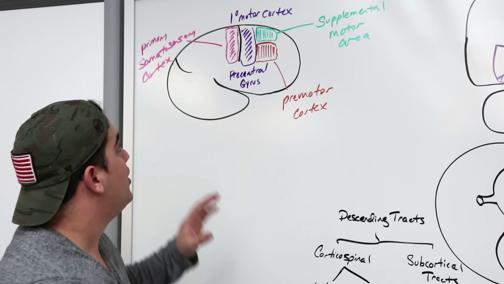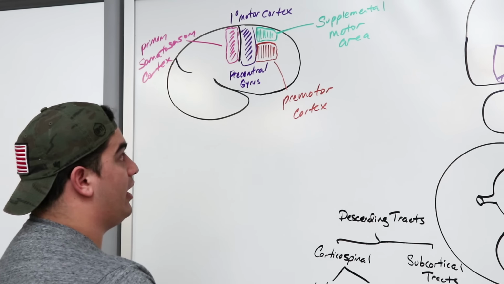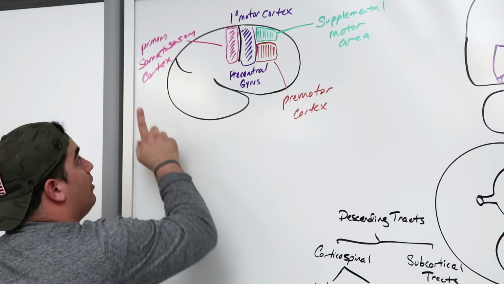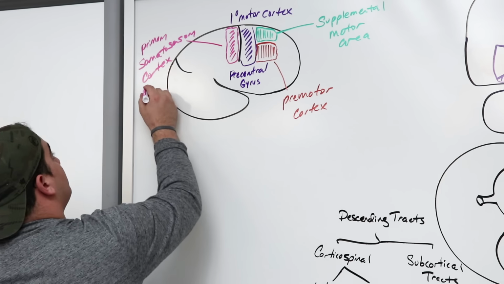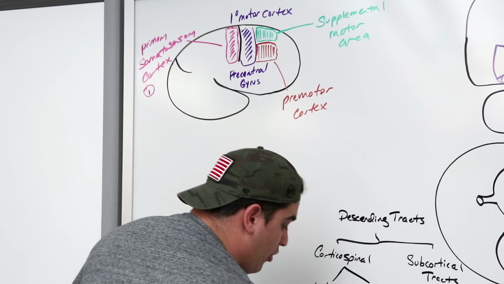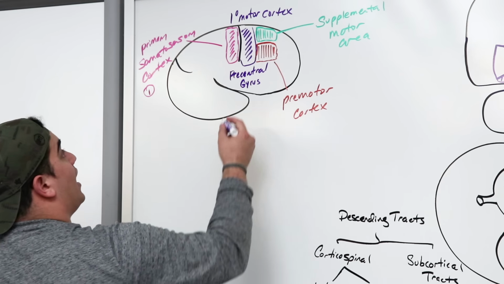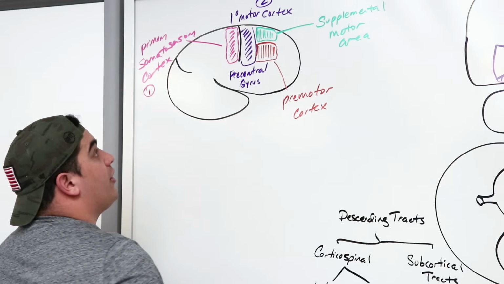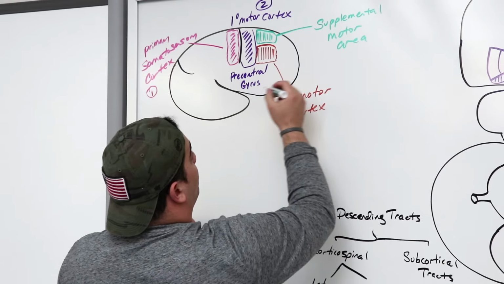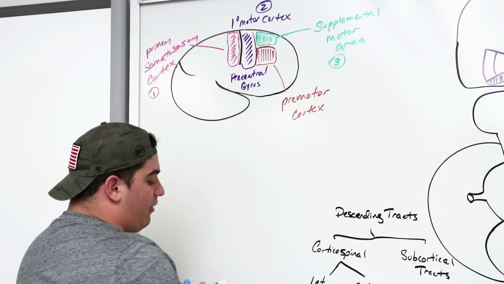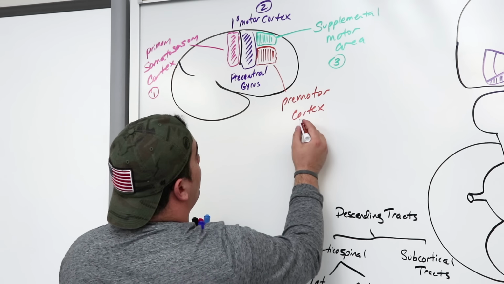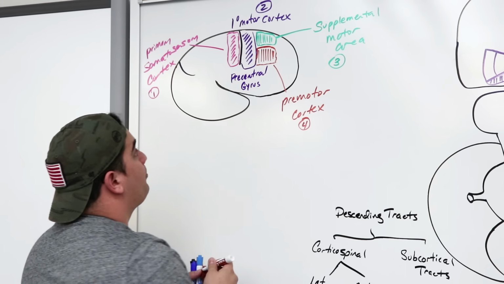That's unbelievable. So we have four areas that I want you guys to remember that are going to be helping to control the motor movement, these descending fibers. What are they? Primary somatosensory cortex is one. The second one is going to be the primary motor cortex and the precentral gyrus. The third one is going to be the supplemental motor area, which is just a little bit anterior to the precentral gyrus. And the fourth and final one is going to be the premotor cortex, which is just a little bit anterior and a little inferior to the precentral gyrus.